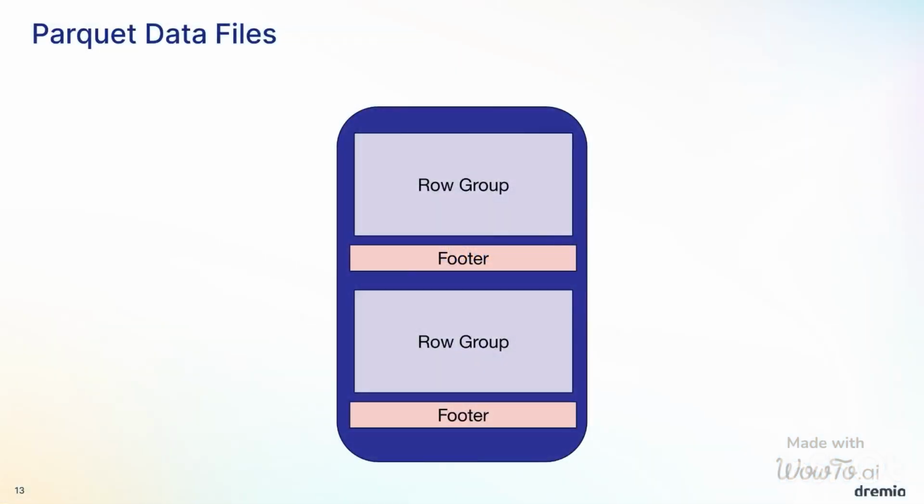Understanding Parquet file structure. Let's look at a Parquet file. Contains row groups and footers. Efficient for columnar storage and read performance. However, using Parquet alone doesn't give you table-level capabilities like versioning or consistency.